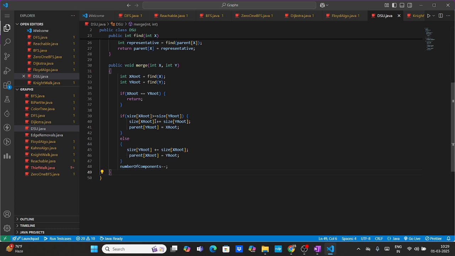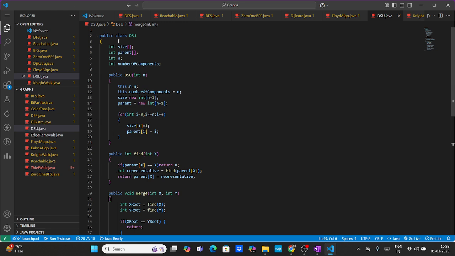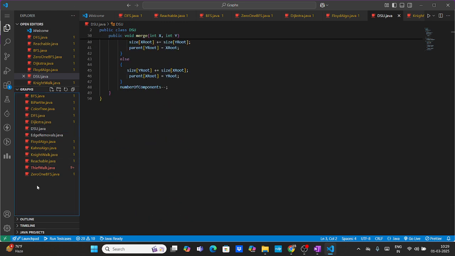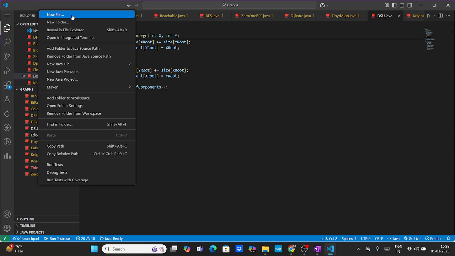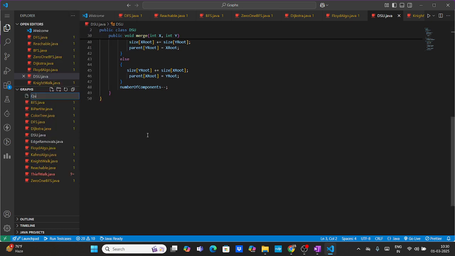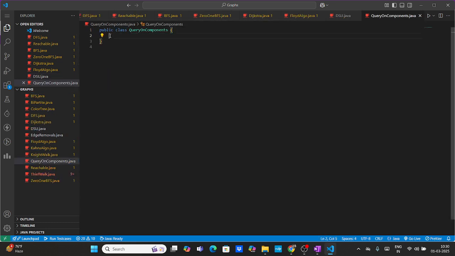Clear? Okay, so this is what we have as a DSU structure. Let's try to tackle our initial problem, the query on components. So is the code clear, others? Manan, Sam, Deva? Yeah, understood.